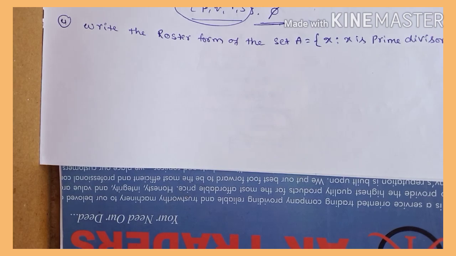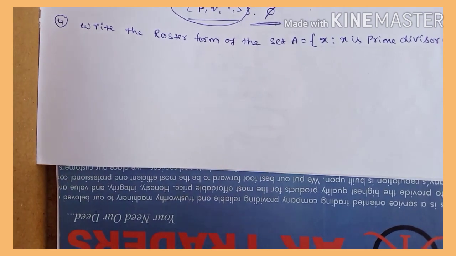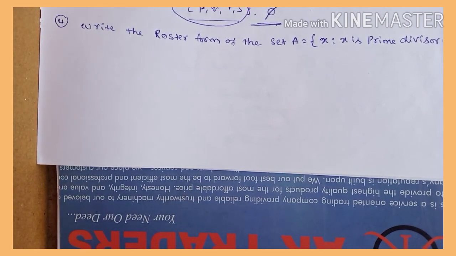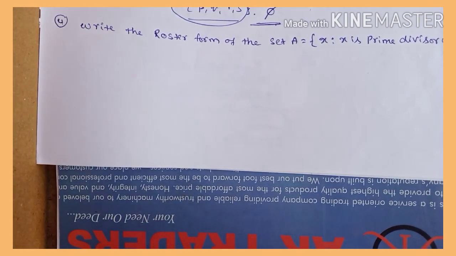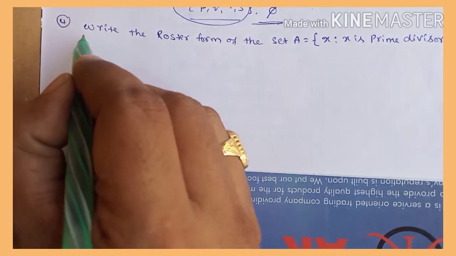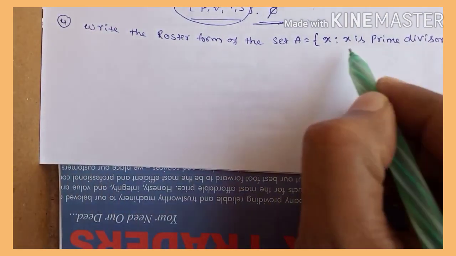When you are writing the subsets, you have to practice more and more. That is not easy to write. Observe the pattern, follow the pattern by using your own examples. Okay? Now the next problem 4, write the roster form of the given.